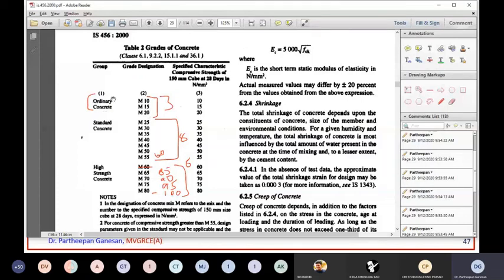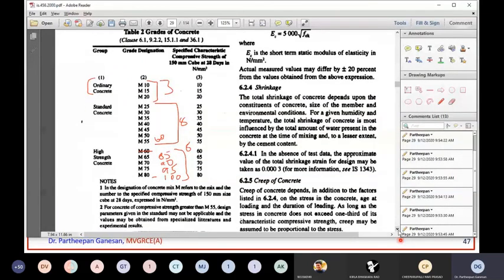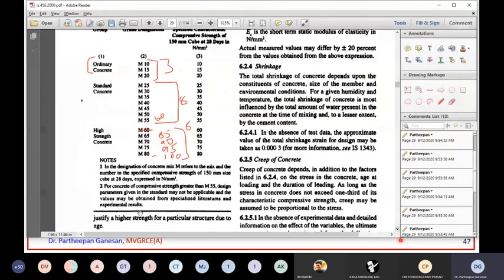Now your code says somewhere that if you want to design a structure, you should have a minimum of M25 or M20. Somewhere they mention it. See, in the designation of concrete mix, M refers to the mix, and the number refers to the specified compressive strength of a 150 mm size cube at 28 days, in Newton per millimeter square. So that is this one.